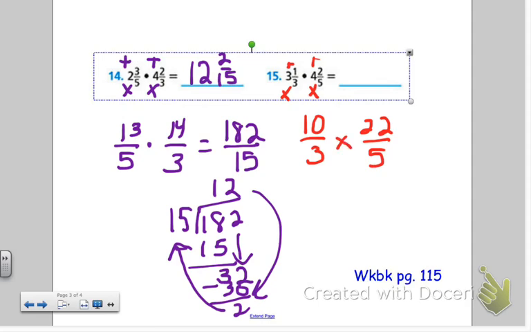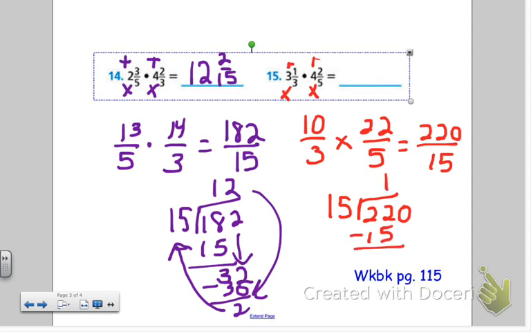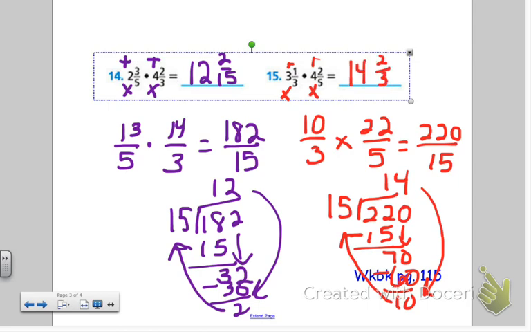So first I'm going to multiply my numerators, 10 times 22, which is just 220, and 3 times 5, which is 15, and yet again I have this improper fraction, so I'm going to have to turn that into a mixed number. Let's see, 15 goes into 220 fourteen times, 14 times 15 is 210. So now I have 14 10/15, which when I simplify it becomes 14 2/3.